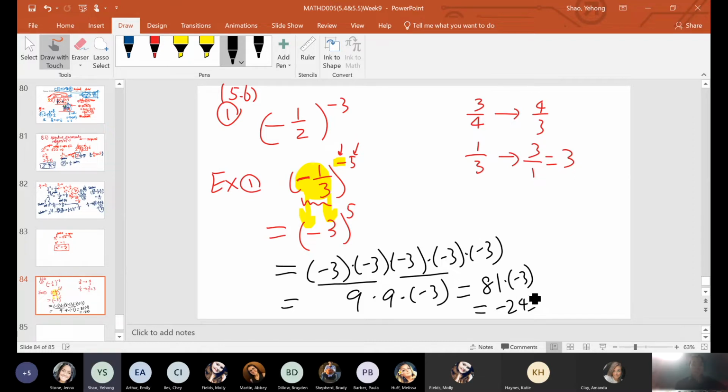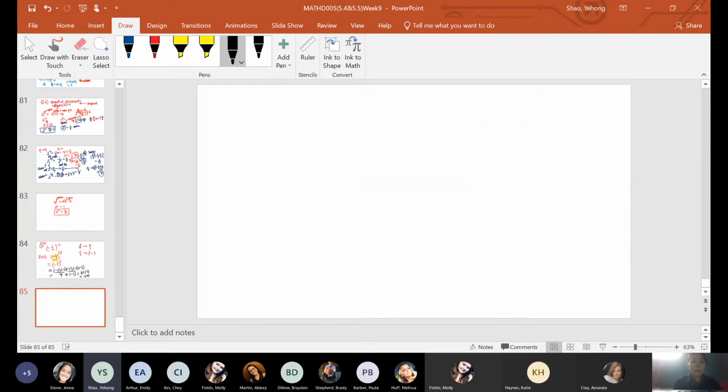Okay, now, but if you did the other way, you did 5 copies of -1/3 and then tried to flip it later, it's going to be the same. All right. Now let's look at the second question. I think this one is actually easier than the one we just did.